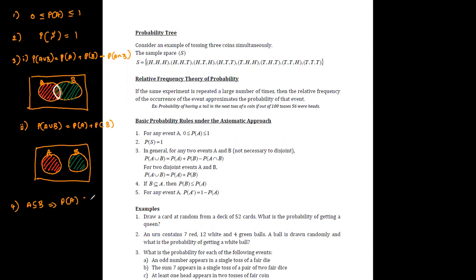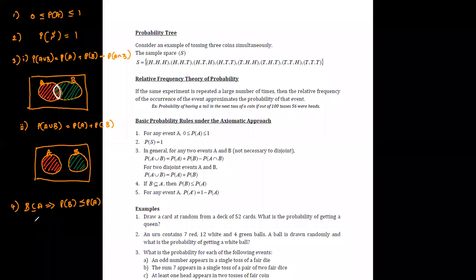of A is less than or equal to the probability of B. In these wordings, it is given the other way around. I will use the same way. Suppose that B is a subset of A. Then this implies that the probability of B is less than or equal to the probability of A. It is quite in this way.